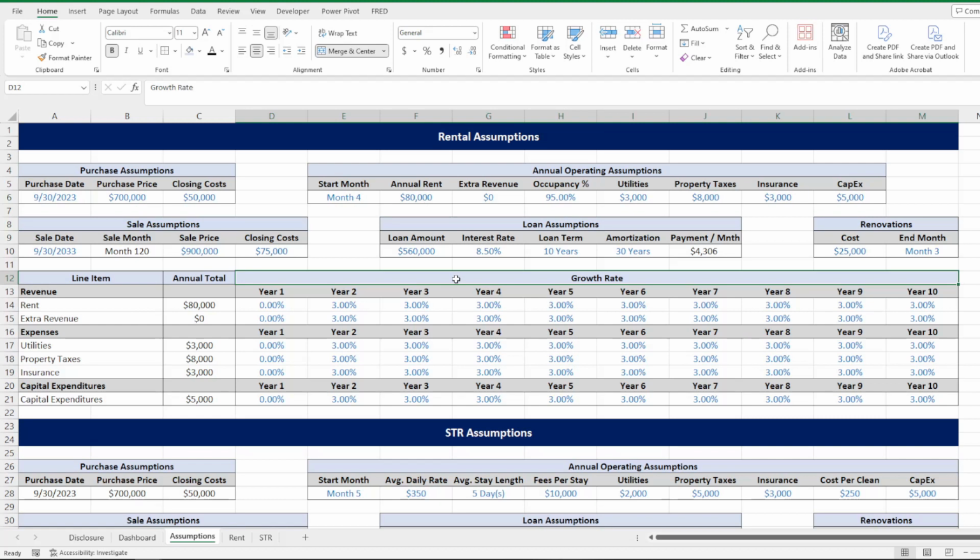Now you can go down to the growth rate. And this takes all of these different line items and allows you to grow it over a 10-year period, as this model allows you to go out 120 months or 10 years. So I always put 0% in the first year because everything I put in these annual assumptions is usually what I want the first year to be. And then I just do a safe, consistent growth rate for the rest of them. But if you are in a market where you think you can drive rents higher, you can always adjust these higher. But yeah, this is the overall look at the rental assumptions.